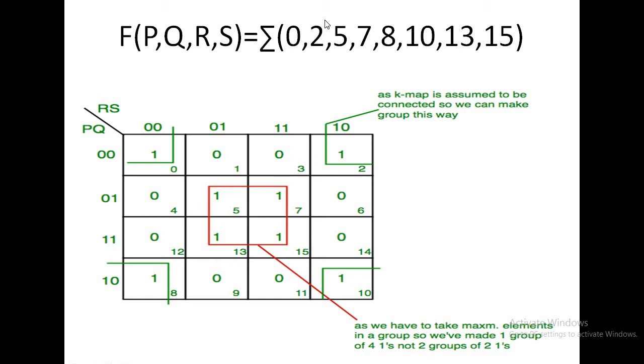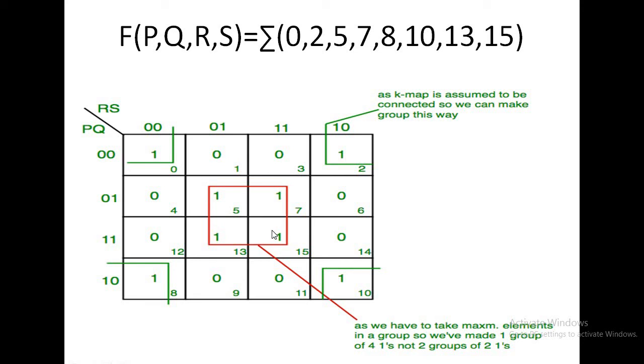Then what are the values present here? Put 1 there. In the 0th place, 1 is there. In the 2 place, 1 is there. In the 5th place, 1 is there. In the 7th place, 1 is there. In the 8th place, 1 is there. In the 10th place, 1 is there. In the 13th place, 1 is present. In the 15th place, 1 is present. Whatever value is there, put 1 on that place.